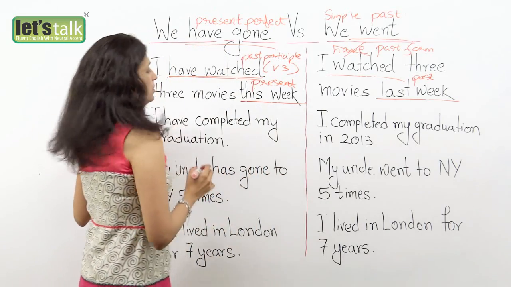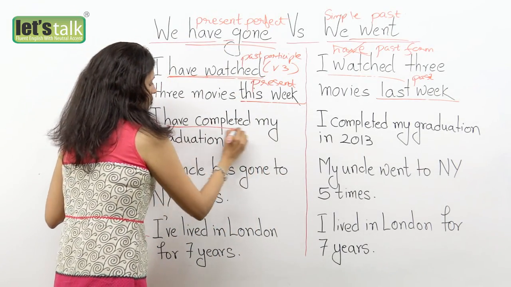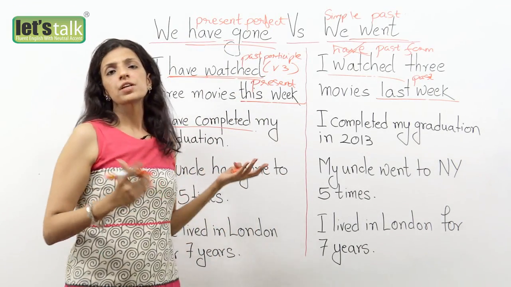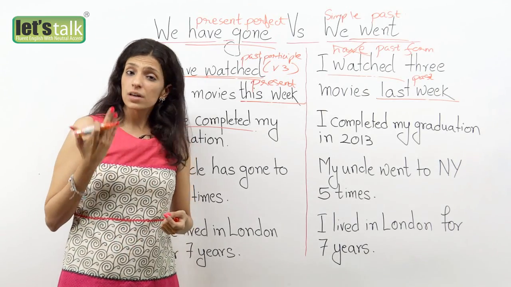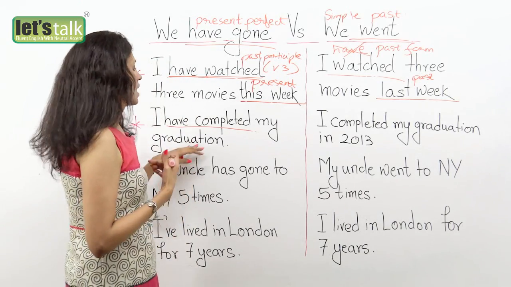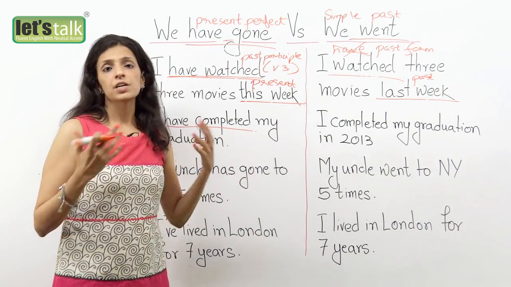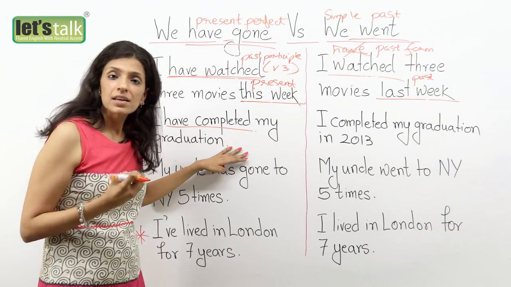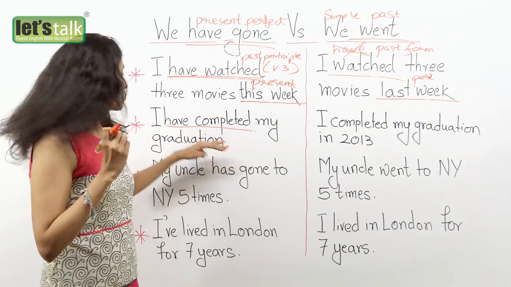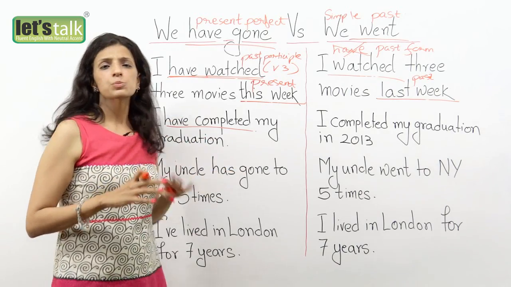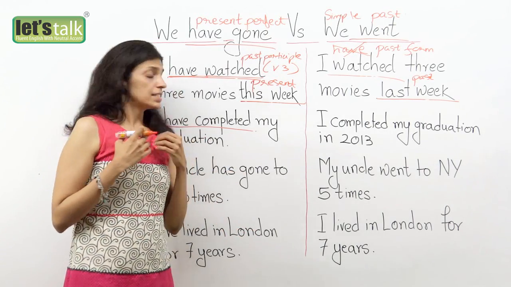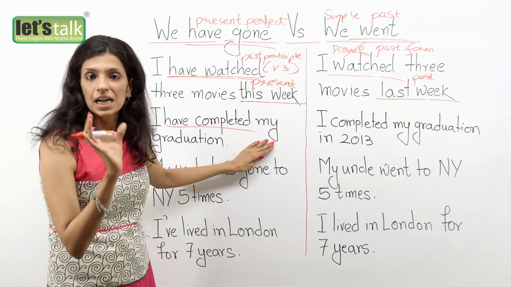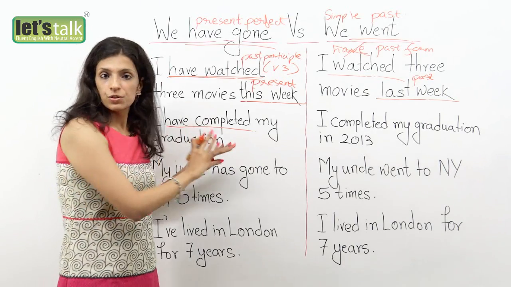Now the next example, "I have completed my graduation." Well, a very common statement when you go for an interview and when you are asked about your qualifications, you always say "I have completed my graduation, I have done my diploma, I have completed my masters." Okay, but very rarely we specify when. So the present perfect tense is pretty flexible. As long as you do not mention the time when, you are free to use this tense.